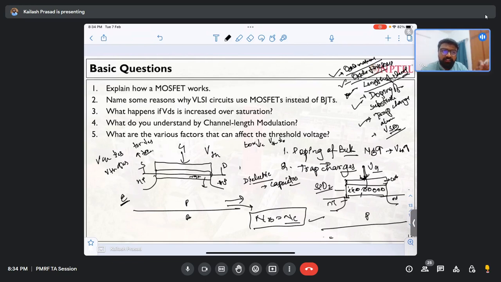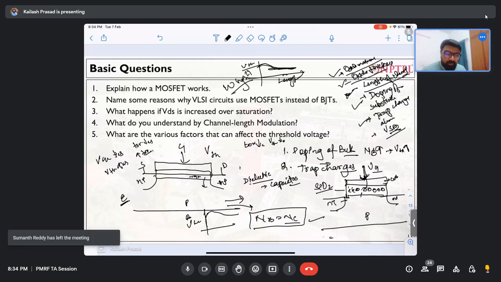How it will change with length, I will just show you. VTH actually changes like this: it initially increases, then it reduces, and then it becomes constant. The phenomenon is VTH versus length. Reducing, everybody knows, but it actually initially increases and then reduces. Why this happens we will discuss in following lectures, but please note that this is a phenomenon.